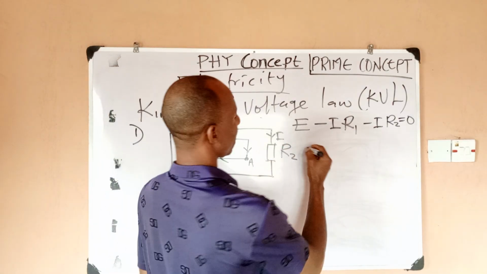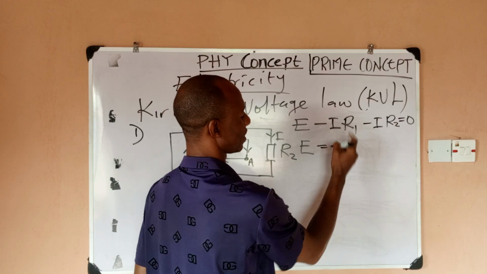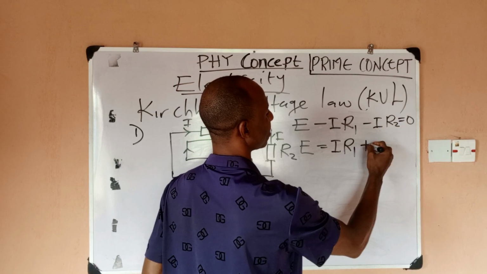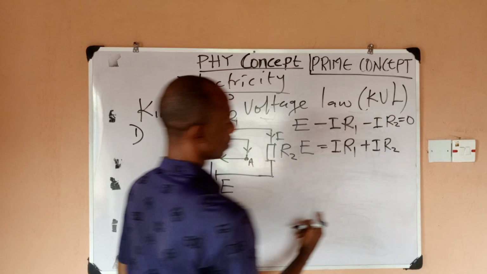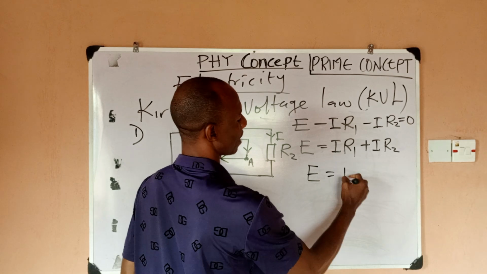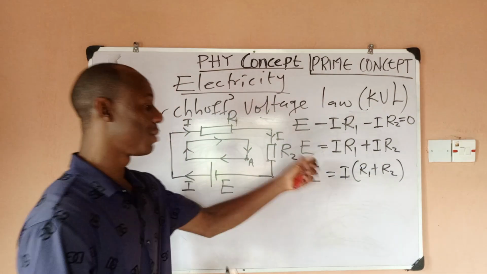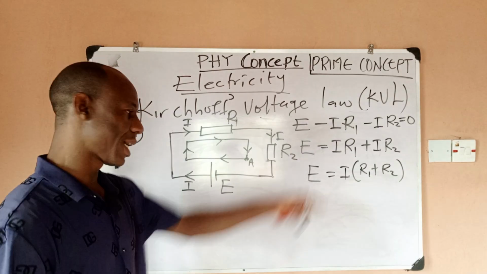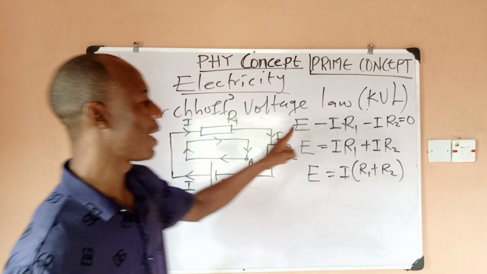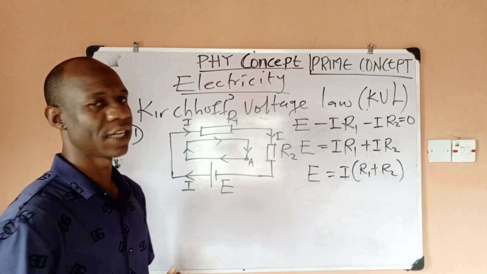If I solve, I would have that E. If I move this to the other side, it becomes positive, so I'm going to have I R1. I move this to the other side, it becomes positive, and I'm going to have I R2. Now if I factorize, you can see that I is common. I would have I into R1 plus R2. I can still go ahead and make I the subject. Whatever I need to find, I can get it simply by making it the subject. But the major aim is to be able to apply KVL to a circuit. I believe that this concept is very clear to you.